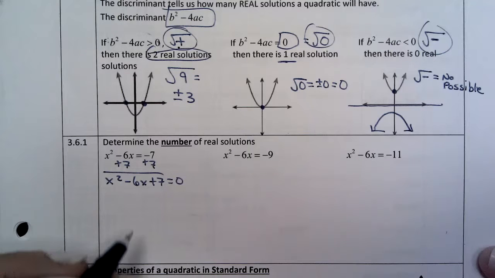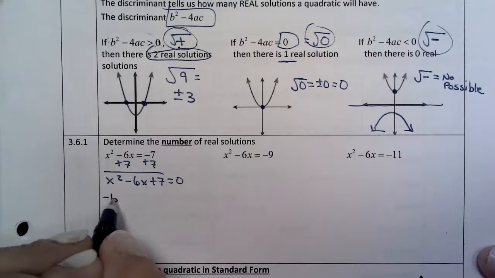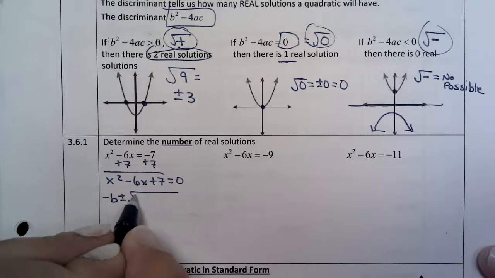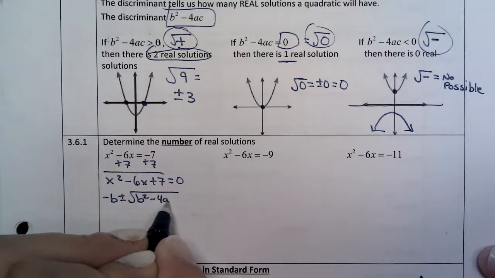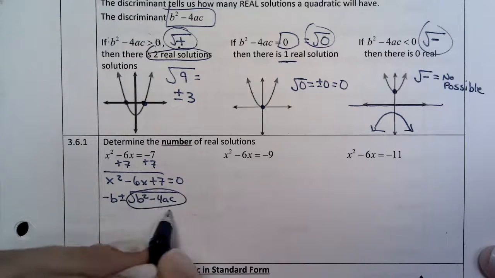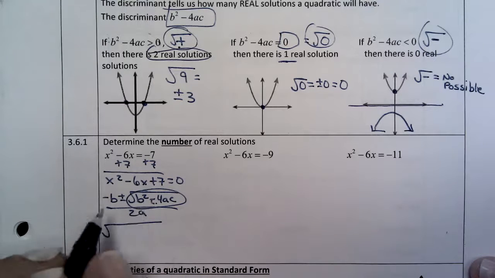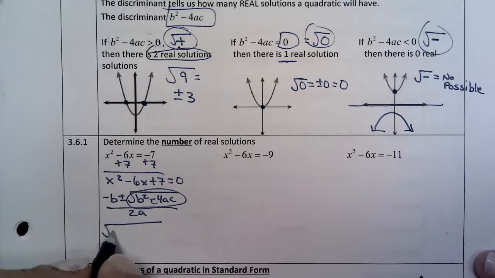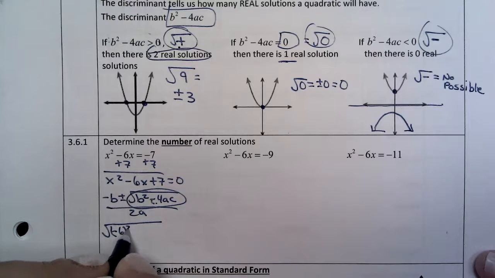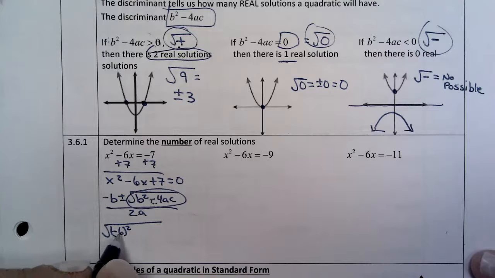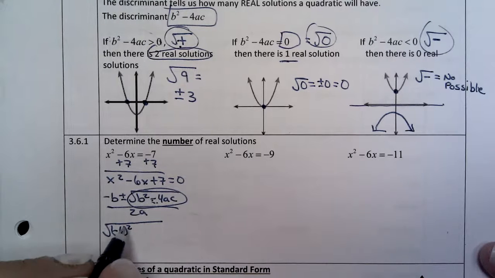Now, thinking about the quadratic formula, I have negative b plus or minus the square root of b squared minus 4ac, all over 2a. That's the piece I care about right there. So I'm just going to plug that one piece in. My b is negative 6, so negative 6 squared. Make sure you put this in parentheses, especially if you're doing it in your calculator. Otherwise, you're going to get a negative 36 there.